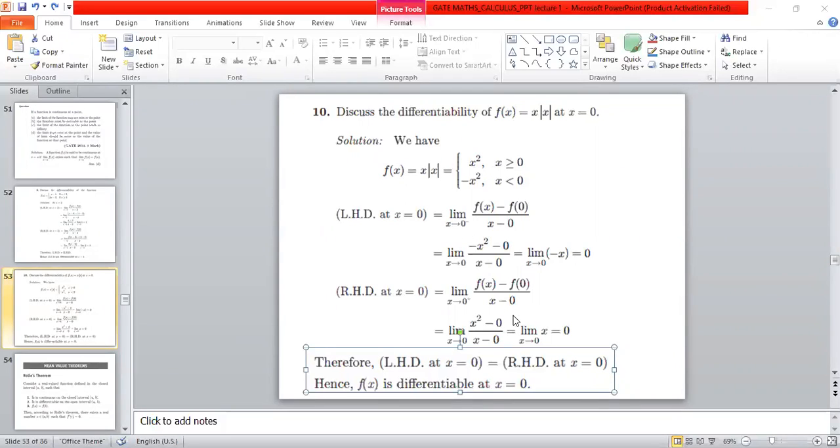Similarly, calculate the right hand derivative. We take x tends to 0 plus, the function is x square, that gives x, and it is 0 again. So both the left hand derivative and right hand derivative are 0, and if we calculate f of 0 also, at x is 0, it will be 0. So it is differentiable.